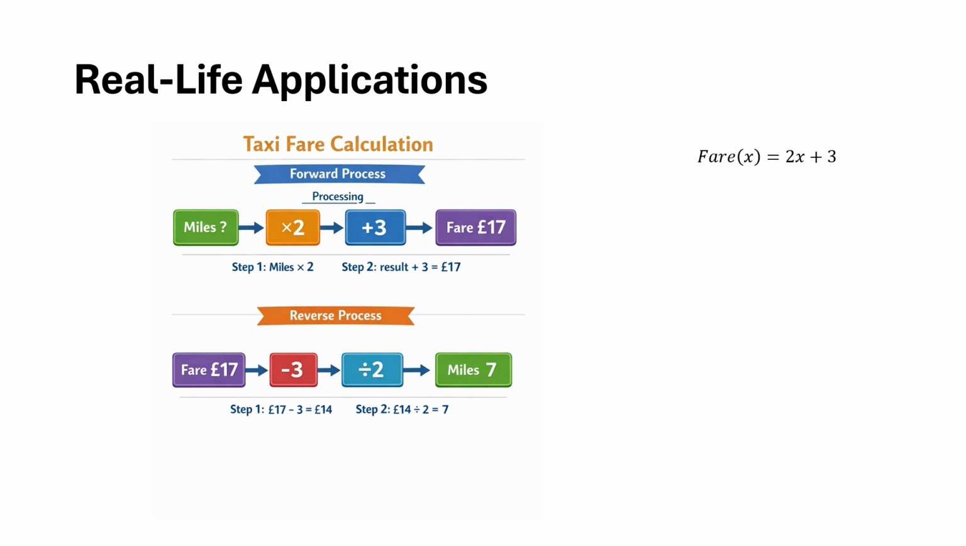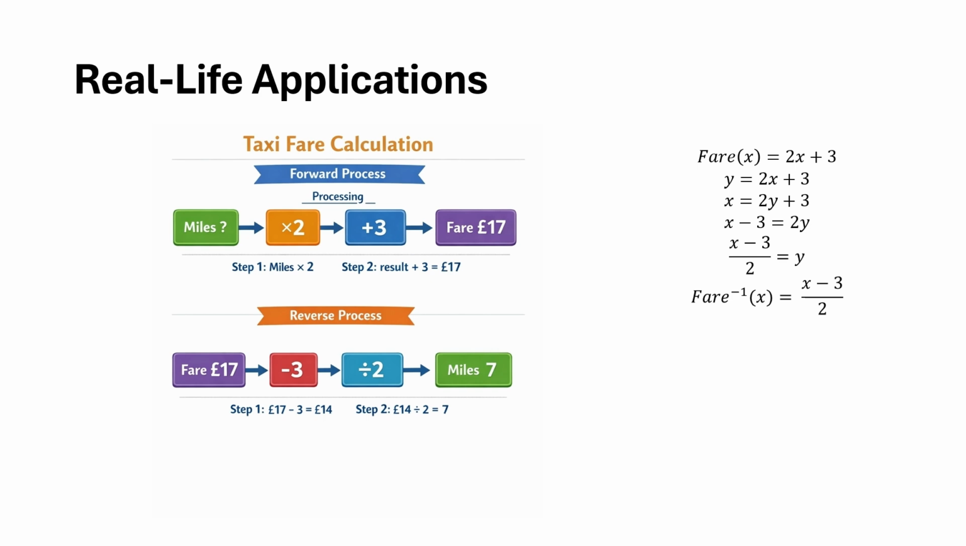1. Replace fare of x with y. y equals 2x plus 3. 2. Swap x and y. x equals 2y plus 3. 3. Rearrange. x minus 3 equals 2y. (x minus 3) divided by 2 equals y. 4. Fare inverse of x equals (x minus 3) divided by 2.